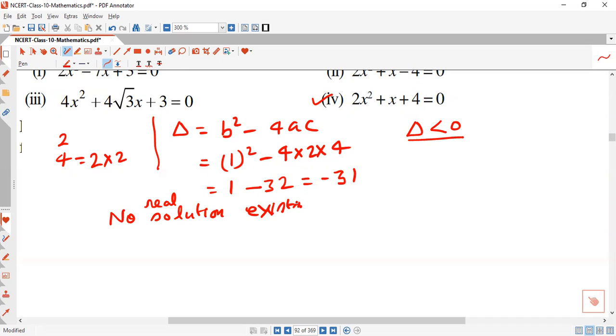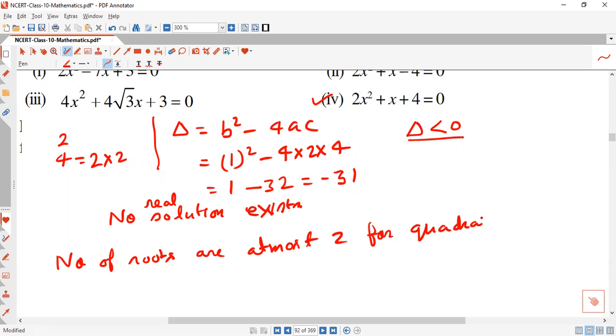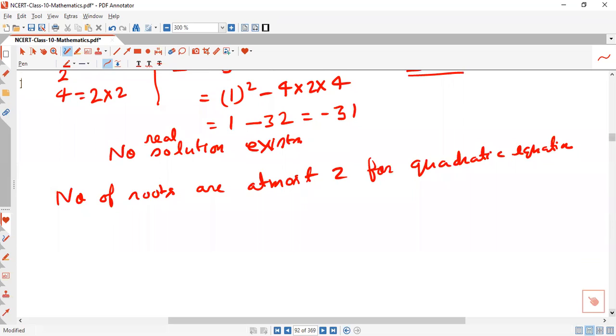So how many solutions are there in a quadratic equation? There may be no solutions, or at most we have 2 solutions. So the number of roots in a quadratic equation is at most 2. What is the meaning of roots? Suppose alpha is a root of the quadratic equation, then what is the meaning of the root?